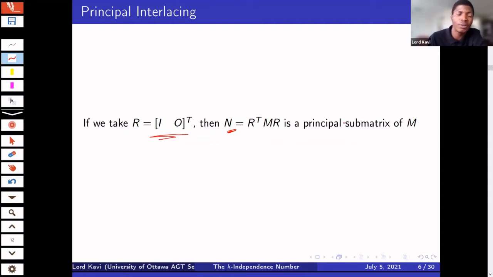And so when we apply this to graph theory, basically what we are saying is that, for instance, if you have an induced subgraph of another graph, the adjacency matrix of that induced graph is a principal submatrix of the original graph. Therefore, the eigenvalues of any induced subgraph interlace the eigenvalues of the main graph.